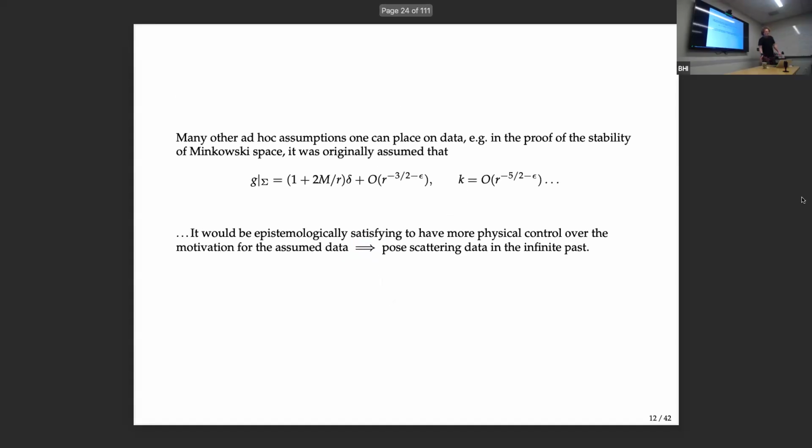Okay, and then now there are many other ad hoc assumptions that can replace initial data. For instance, in the proof of the stability of the Minkowski space by Christodoulou and Klainerman, they assumed that the initial metric looks like 1 plus 2m over r times the Euclidean metric plus correction terms of order r to the -3/2. Right, just another completely ad hoc assumption on the asymptotic behavior of gravitational radiation.